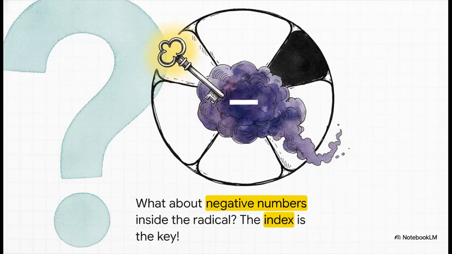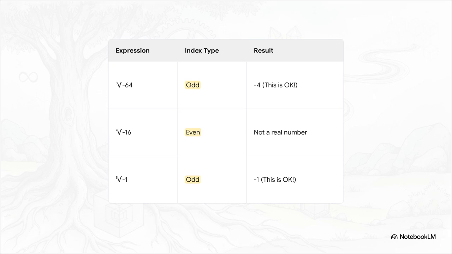Okay, but let's go back to that question from the beginning. What happens when a negative number shows up inside the radical? This is where that huge rule, even versus odd index, becomes our best friend. Let's just walk through this. The cube root of negative 64. First thing we do, look at the index. It's 3, which is odd, so negatives are totally fine.